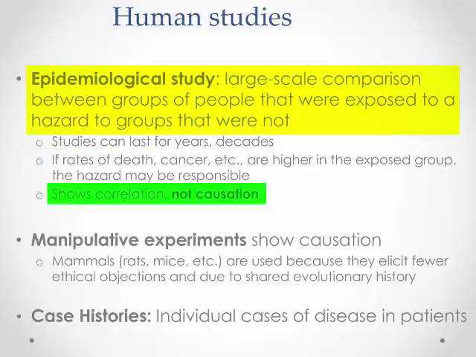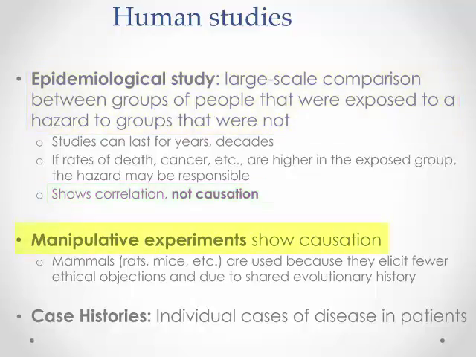Epidemiological studies show correlation between a proposed hazard and an observed health effect. They do not show causation, meaning a definitive cause and effect. Manipulative experiments, on the other hand, show causation, but these are unethical in humans. Case histories are individual cases of disease in individual patients. While helpful to some degree because they educate us about human illness, they are not all that effective at helping us understand chronic effects or the probability and risk associated with specific disease.